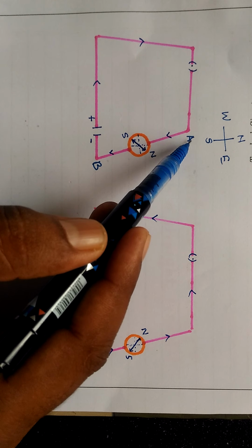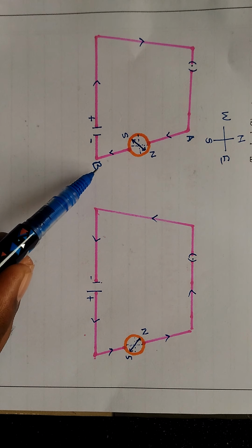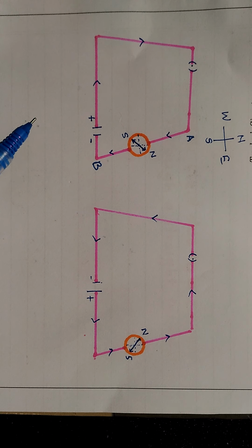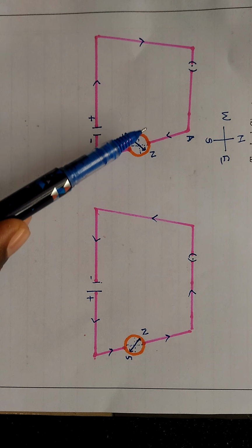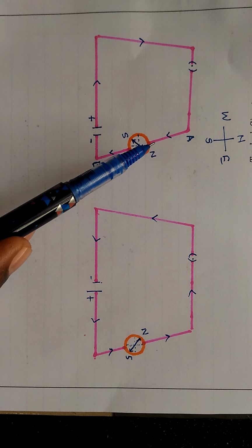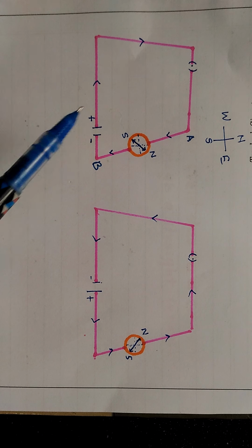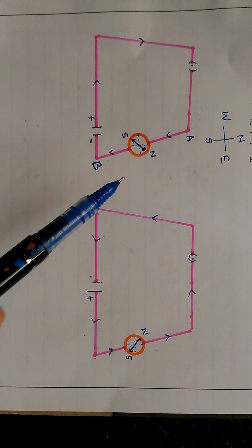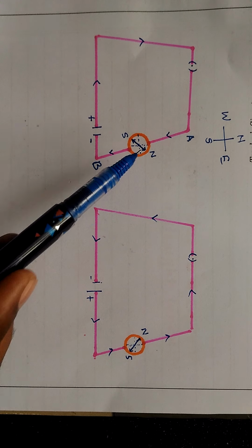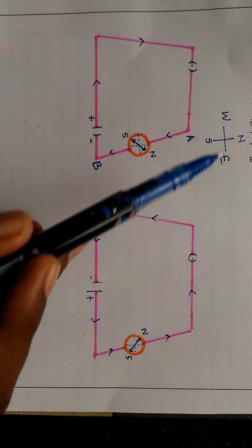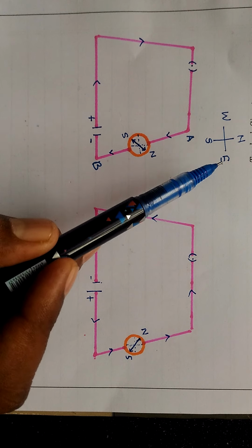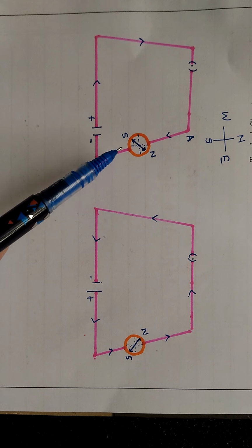We have considered a straight conductor AB. Now we want to check whether the magnetic field is generated around the conductor or not. To check that, we'll perform a simple activity. I have taken a compass, a magnetic compass. These are the north, south, east and west directions.